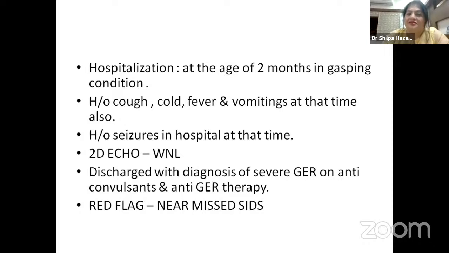So basically the red flag in this child was that the child had a near-miss SIDS. Very commonly we consider that the child has GERD, we start anti-GER treatment for babies, and we don't investigate further. But always look for these red flags, and if they are there, I think we should investigate further. Sir, any comment on this case?